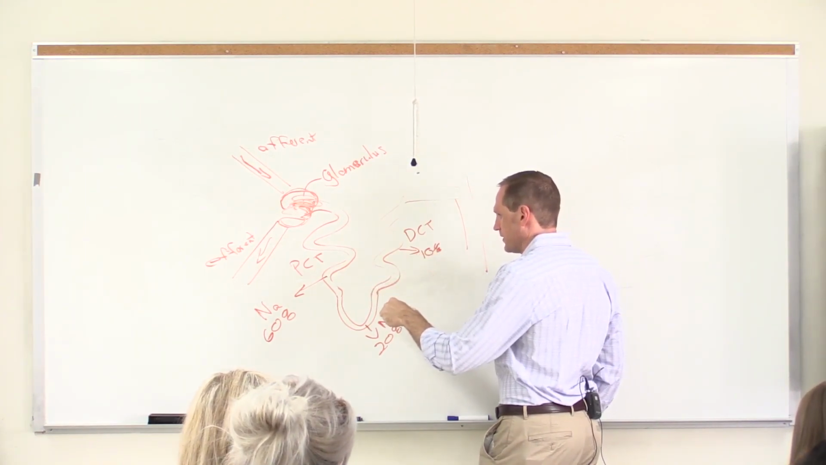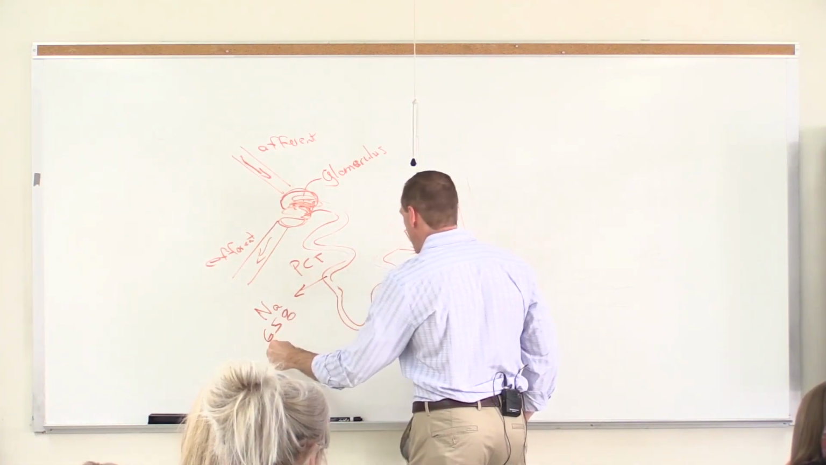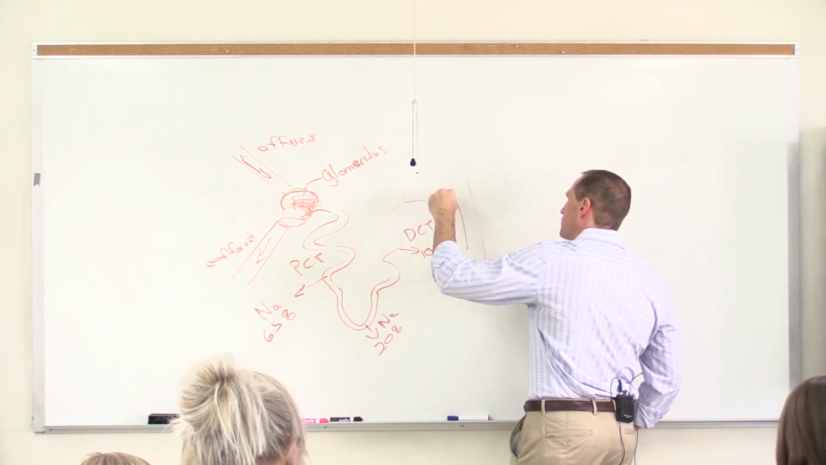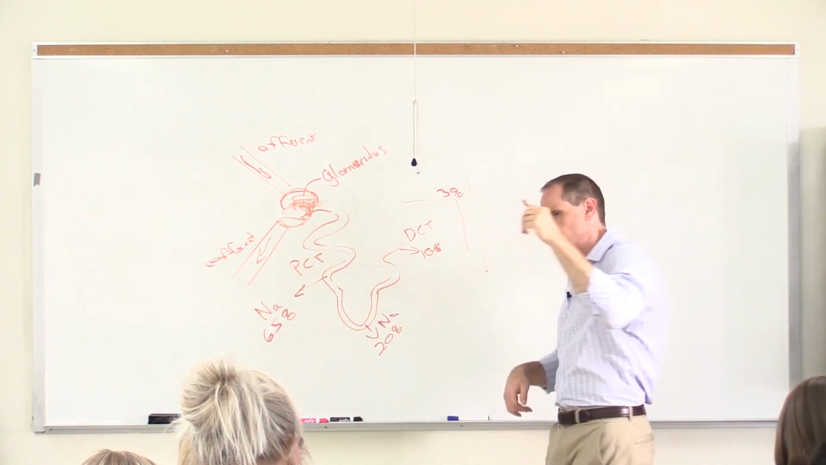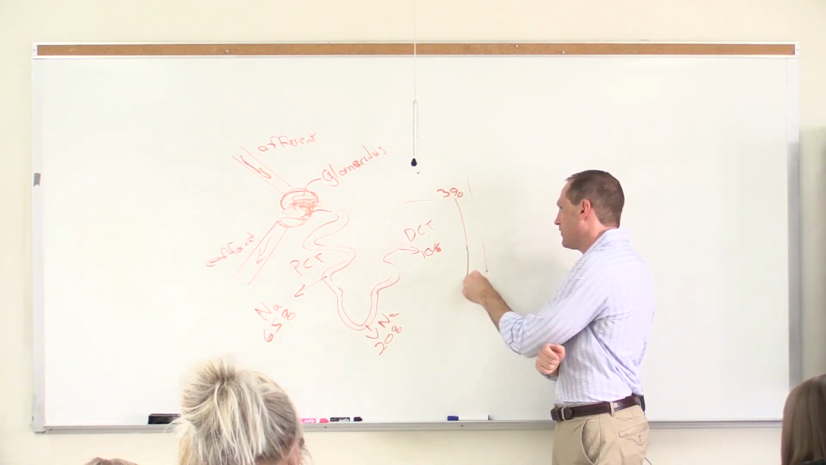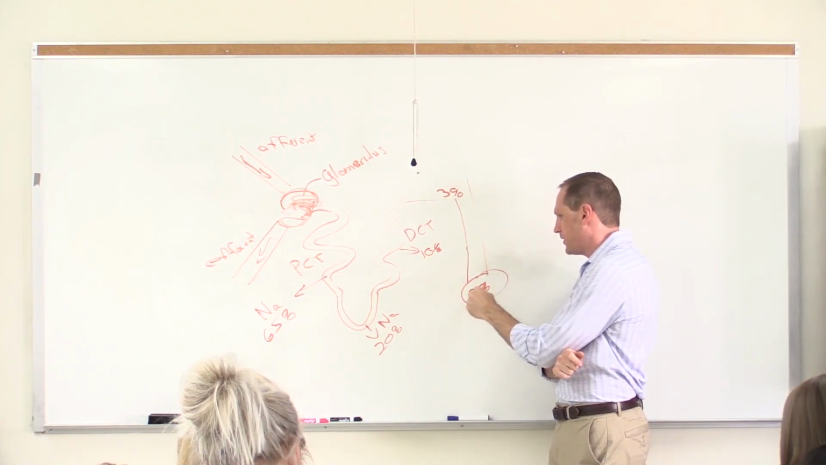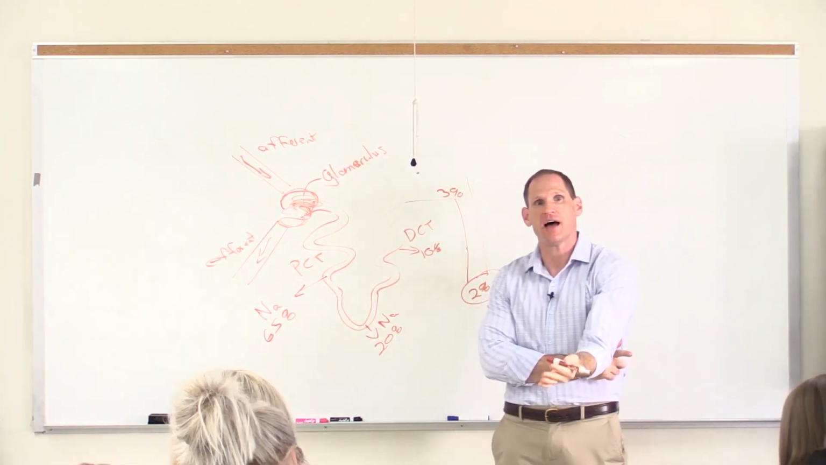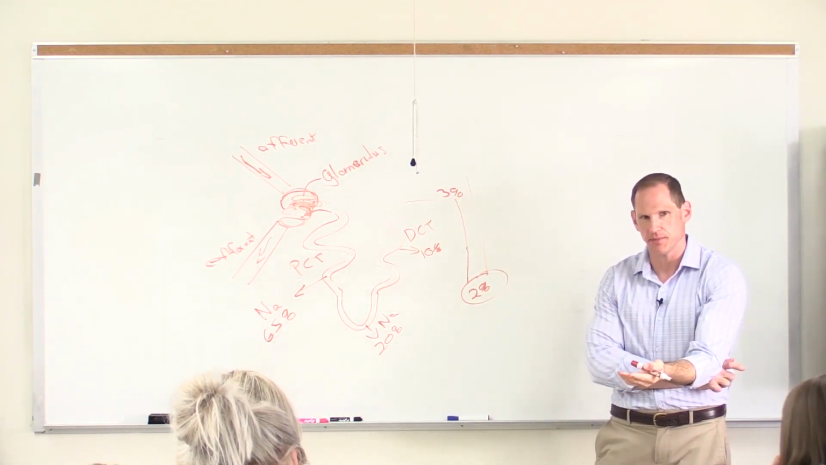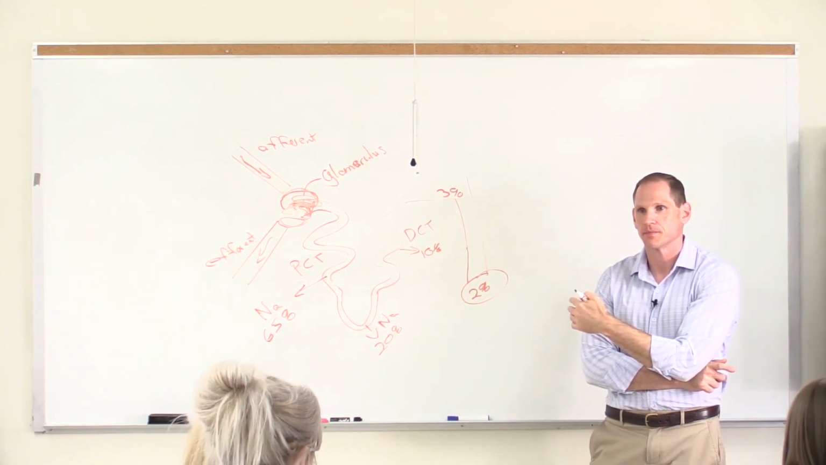I think I've got something wrong here. 65. Yeah, my math wasn't working out. And then here in the collecting duct, it's about 3%. So, how much sodium ends up in the very final urine? Only about 2% of the sodium that got filtered out ends up in urine. So most of the sodium does what? It gets reabsorbed.